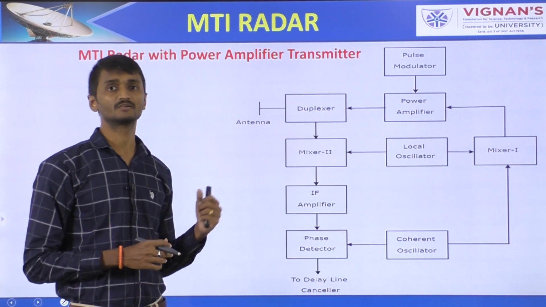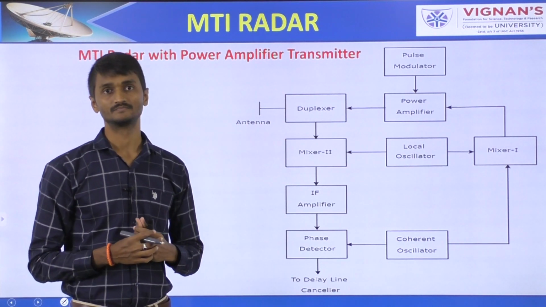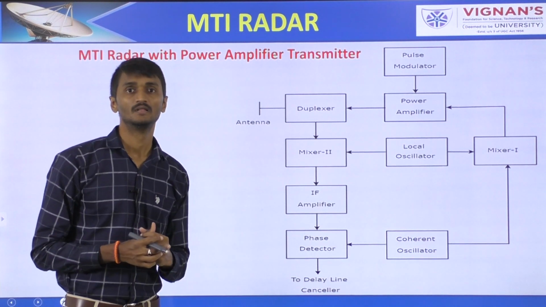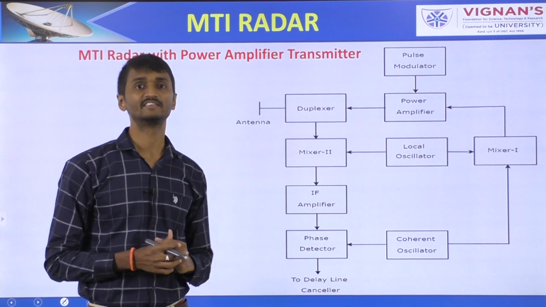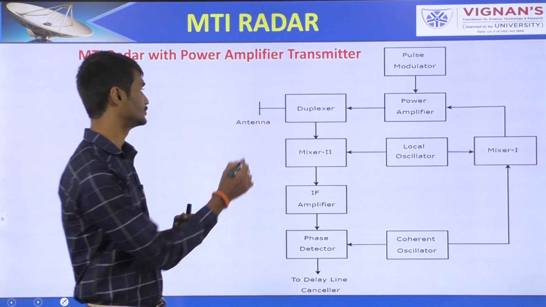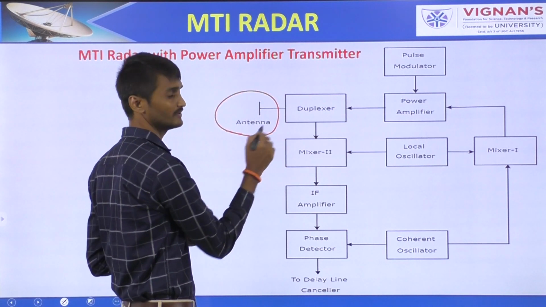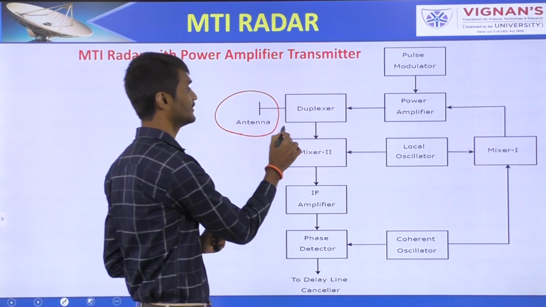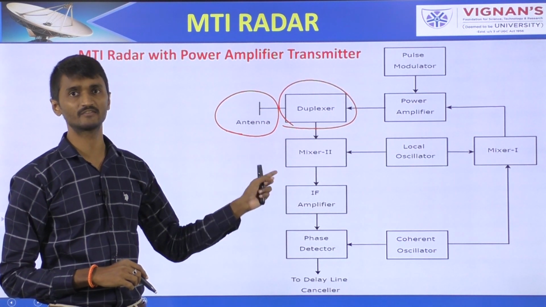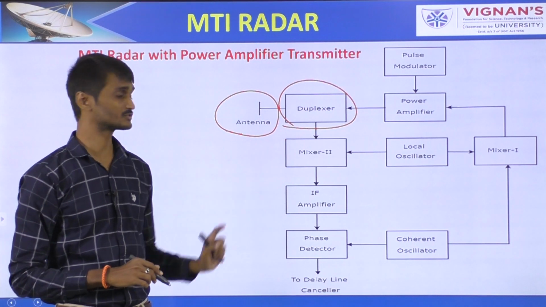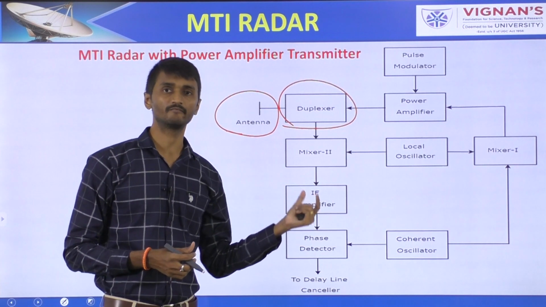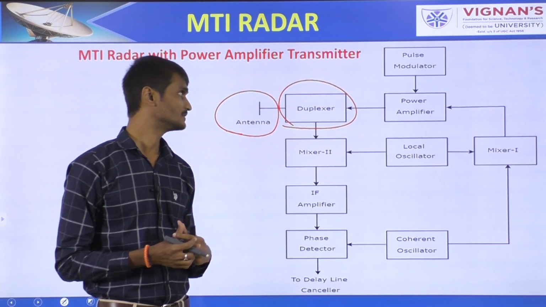So, MTI radar with power amplifier transmitter. MTI radar uses a single antenna for both transmission and reception of signals with the help of a duplexer. The block diagram of the MTI radar with power amplifier transmitter is shown here. Now we will discuss the function of each block of MTI radar with power amplifier transmitter.